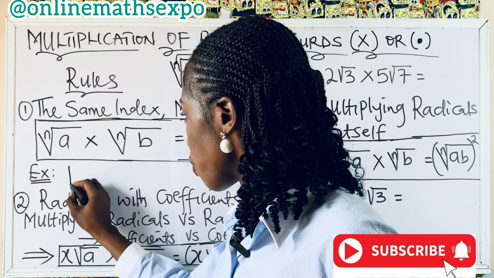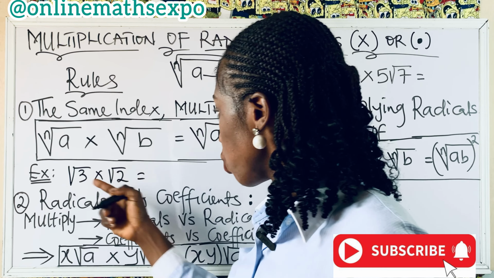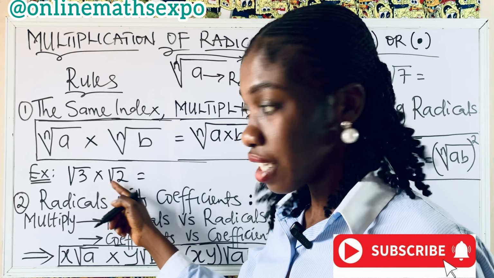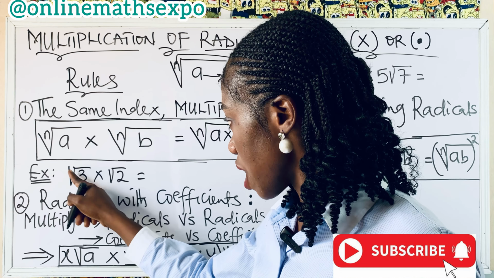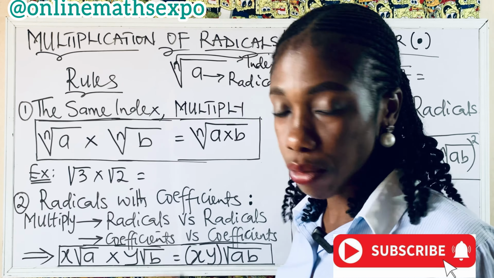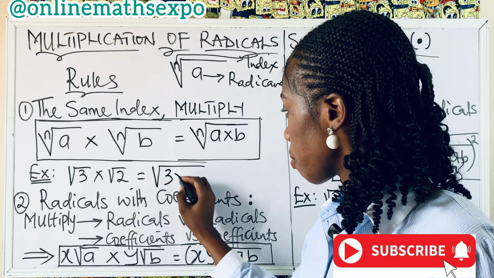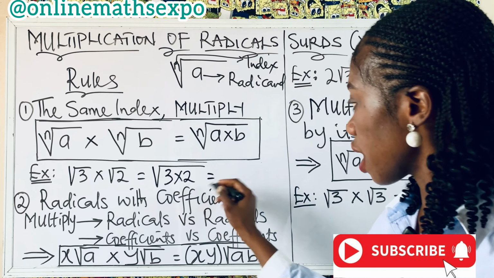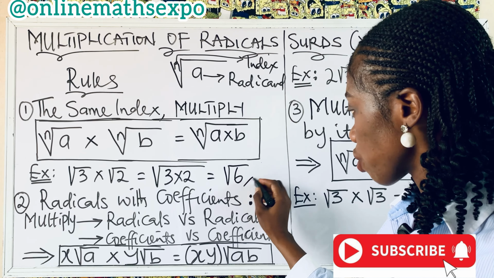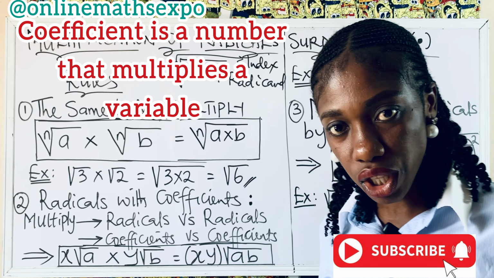Supposing we have root 3 multiplying root 2. You will notice that the indexes are the same. Here is square root, and this one is also square root. So you can multiply. So in the course of multiplication, you are going to multiply 3 by 2, and when you do that, it's going to give you square root of 6. Now, which other cases do we need to know?